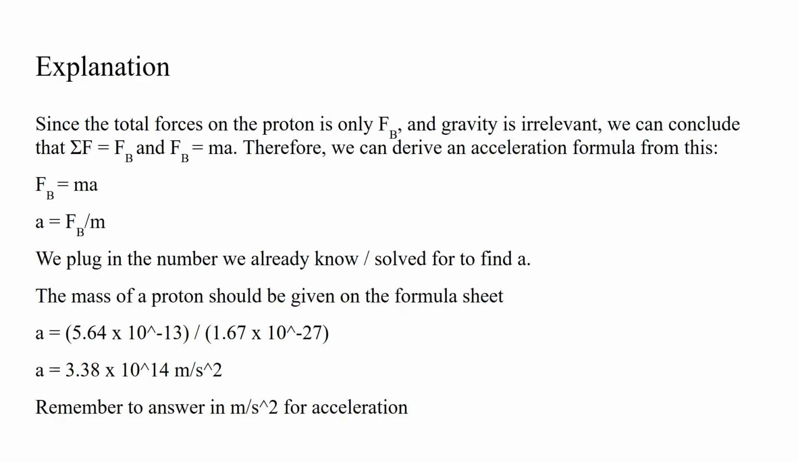F of B equals ma, a little bit of algebra, A equals F of B divided by M. We plug in the numbers we already know, which is F of B. We solved for this in the previous part of the FRQ, and we solve to find A. The mass of the proton should also be given on the formula sheet, which is 1.67 times 10 to the negative 27. This is a value on the back side of the formula sheet underneath the constants tab. So A equals 5.64 times 10 to the negative 13th divided by the mass of the proton. You should get 3.38 times 10 to the 14th meters per second squared. Remember, this is acceleration, so you answer in meters per second squared.